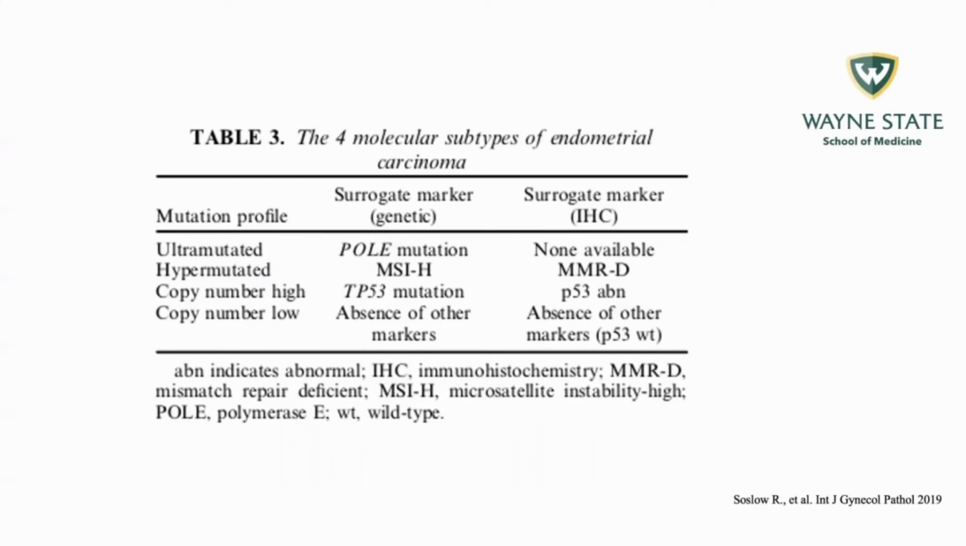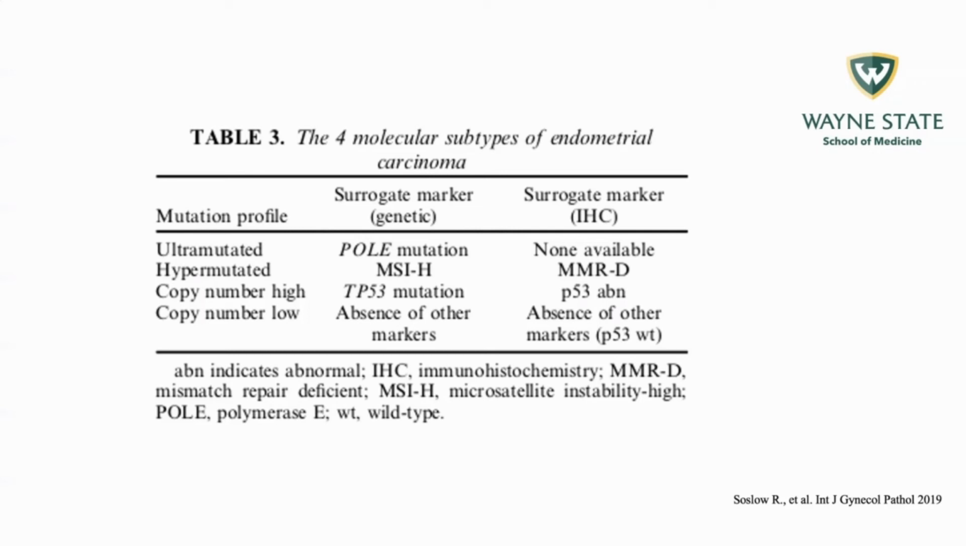And looking at this table, you can look at the surrogate markers genetically and the surrogate markers by immunohistochemistry. Let's start with it: do we have polymutation? If yes, then you are in the ultramutated subtype. Most of the labs, you don't. We do not have it.